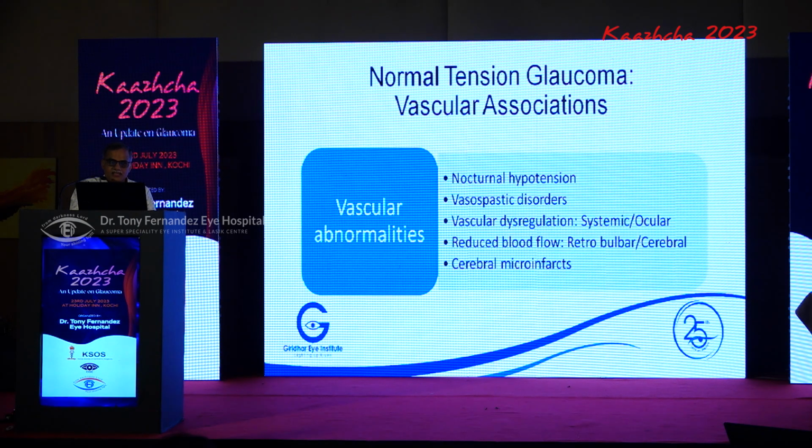Coming to the systemic associations, numerous systemic associations have been described with NTG, and most of them are vascular abnormalities, including nocturnal hypotension, vasospastic disorders like Raynaud's phenomenon, migraine, and vascular dysregulation, which may be either systemic or a localized ophthalmic finding. Reduced blood flow may again be retrobulbar or involve the cerebral system also. And cerebral microinfarcts have also been seen in patients with NTG.